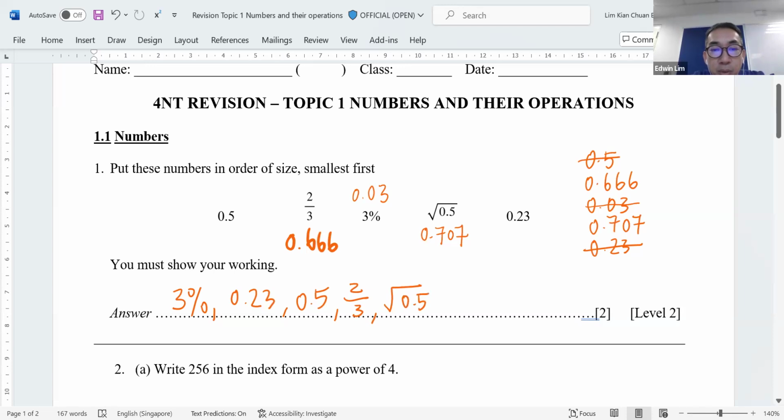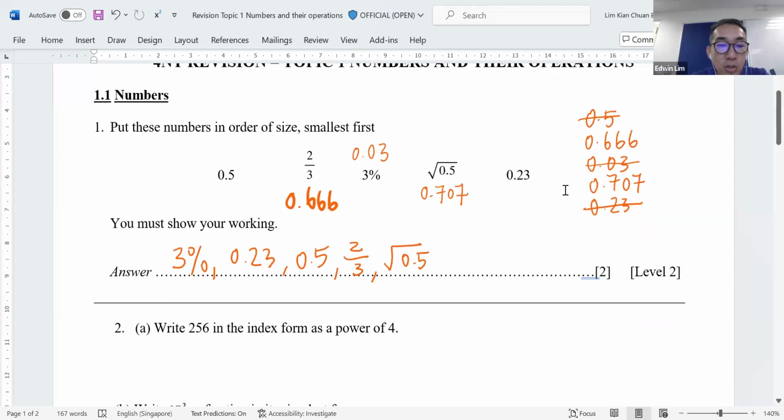All right, remember, do not write down the converted decimals as the answer. You need to write the question number that is given to you. All right, that's all for question number 1. Second question.